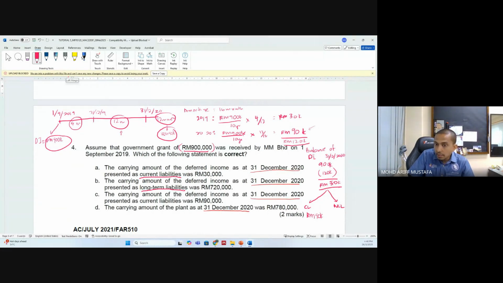So what about non-current liability? It is the remaining balance: 780,000 minus 90,000, we are going to get 690,000. So 90,000 is current and 690,000 is non-current out of this 780,000. Okay, guys, any question you want to ask? Is this part clear?